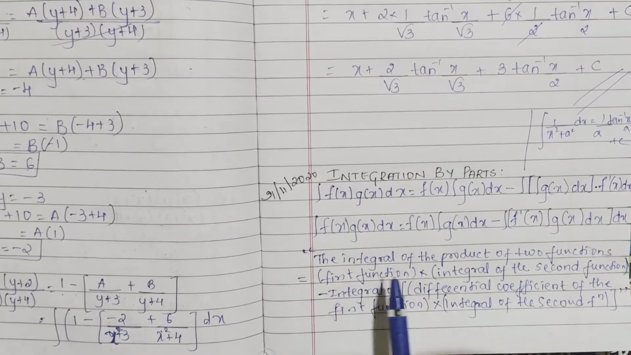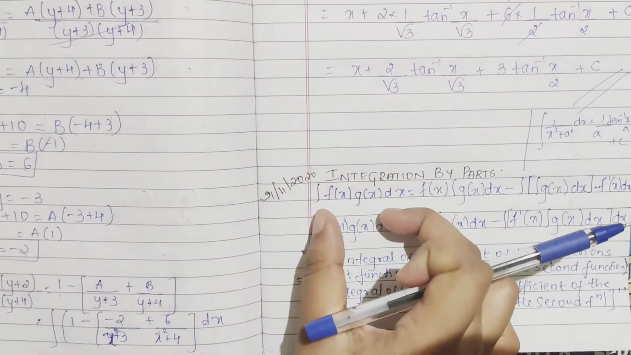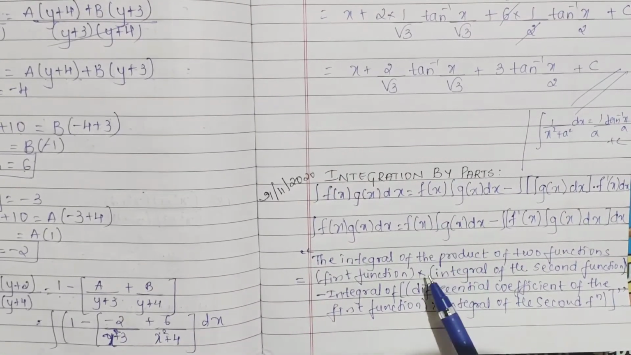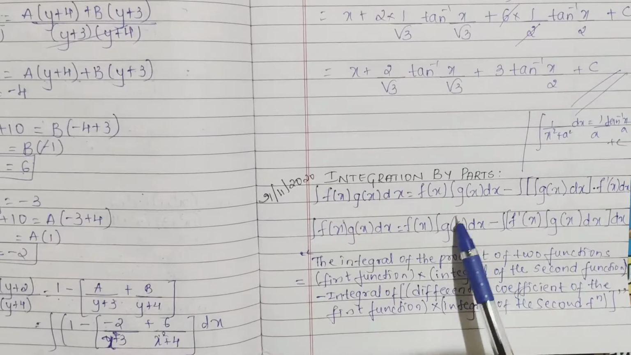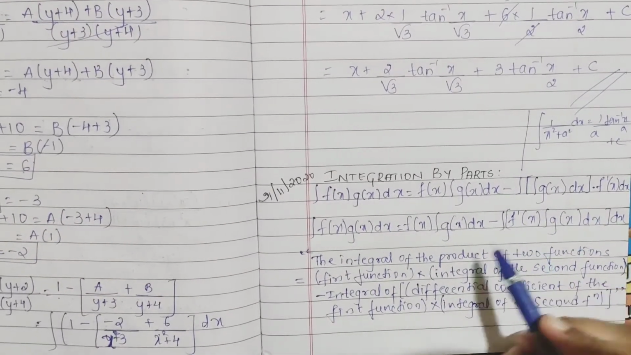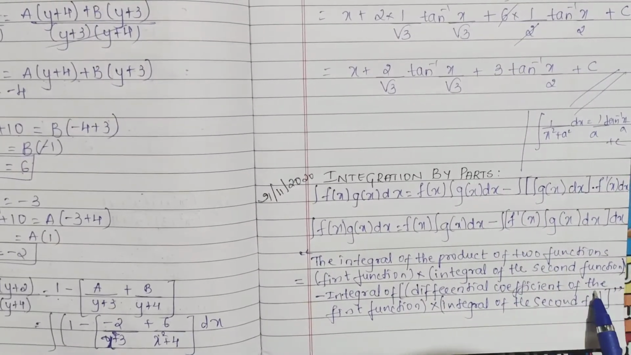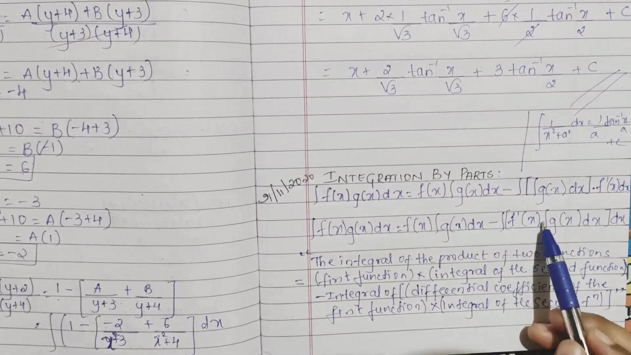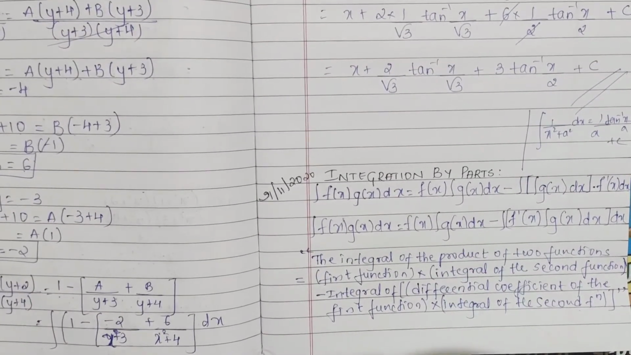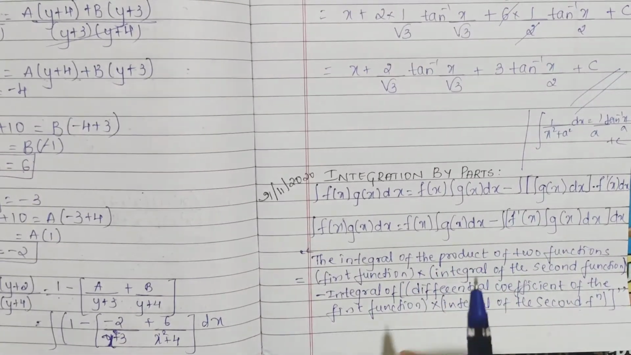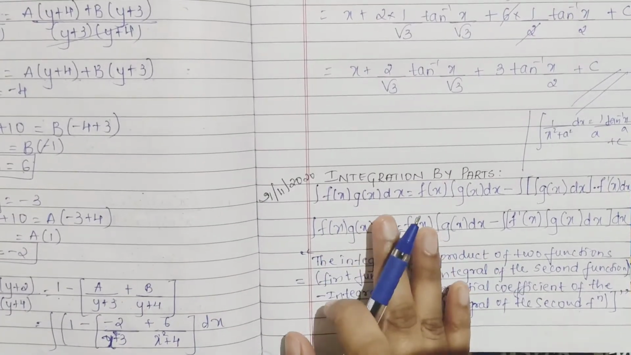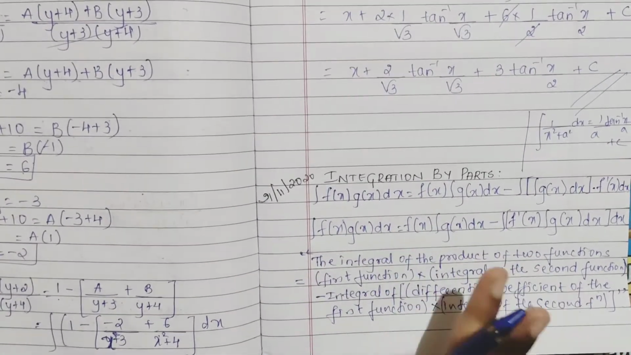In words, how do we write it? The integral of the product of two functions is equal to the first function into the integral of the second function, minus the integral of the differential coefficient of the first function into the integral of the second function. You have to remember it properly. It's a little bit different from your differentiation product rule. It is not similar. This is integration by parts.